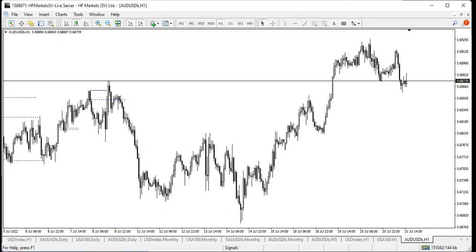AU. This is not a range on AU. This is a retracement to the range. We're breaking low.